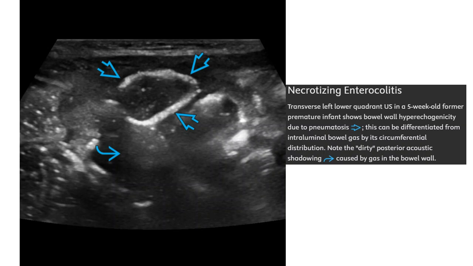This is a left lower quadrant ultrasound in a 5-week-old former premature infant showing bowel wall hyperechogenicity due to pneumatosis. This can be differentiated from intramural gas by its circumferential distribution. Note the dirty posterior acoustic shadowing caused by gas in the bowel.